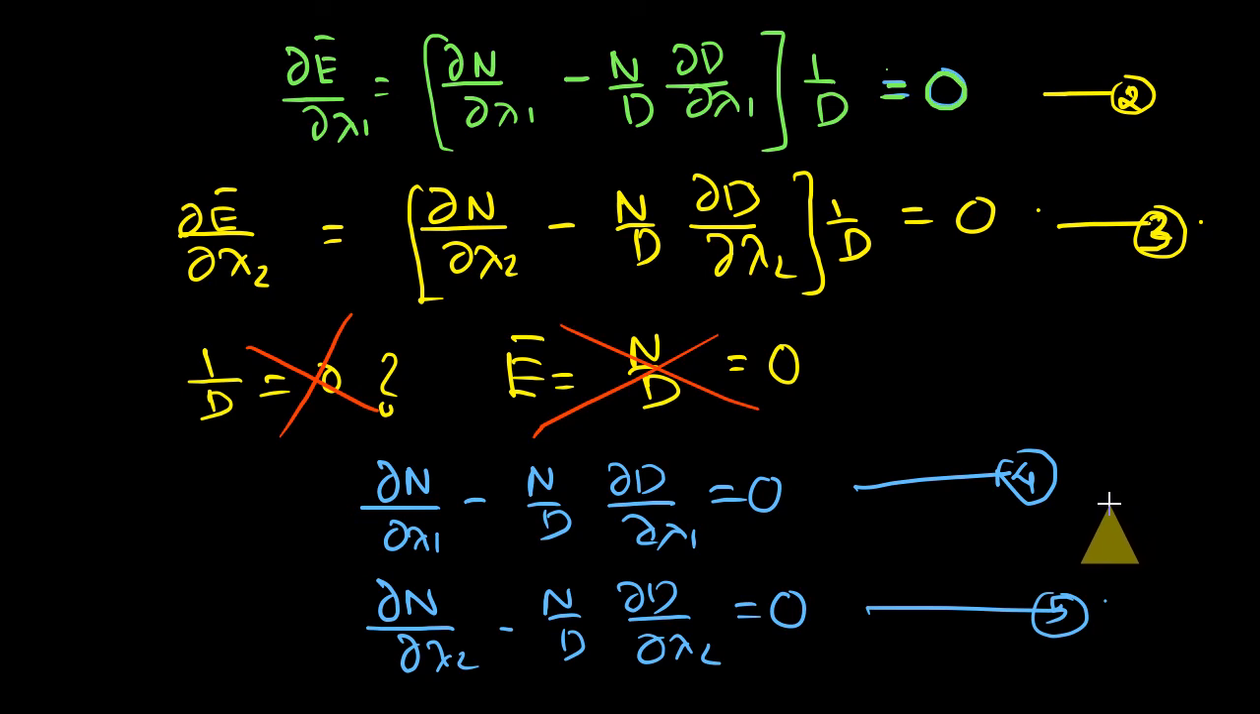Now we are going to evaluate dou n by dou lambda 1, and then we will evaluate dou n by dou lambda 2. Then we will evaluate dou d by dou lambda 1 and dou d by dou lambda 2.